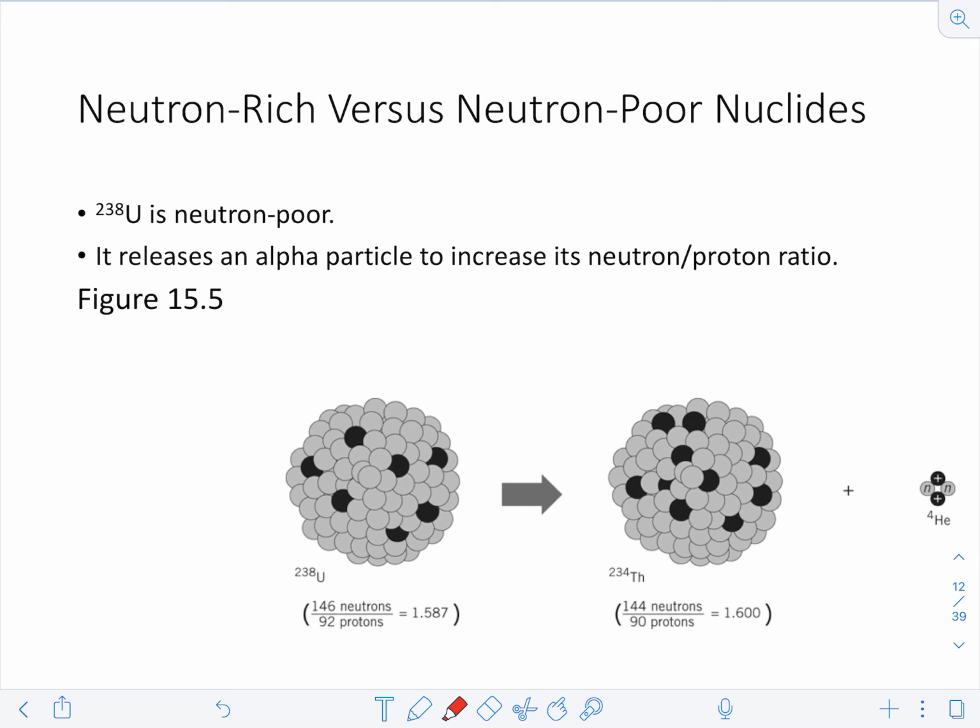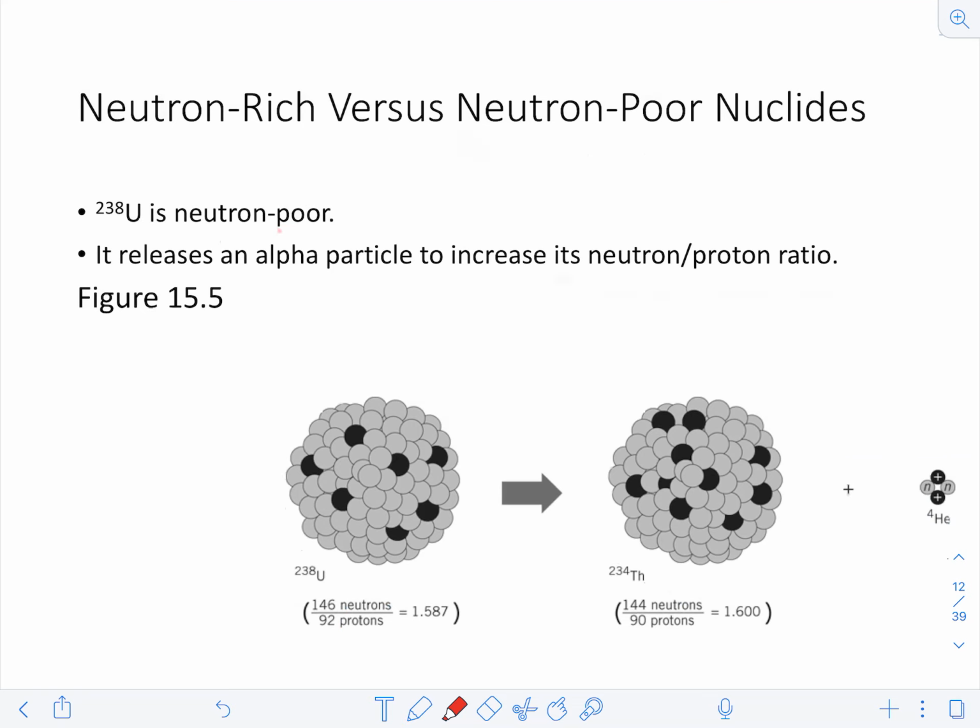Okay, so here's an example of a neutron-rich versus a neutron-poor nuclei. So notice that U-238, its ratio is neutron-poor. So on the left-hand side, this is an example of a neutron-poor nucleus. And as a result of it, it cannot hold on to all of those neutrons and some of the protons. So as a result, it releases an alpha particle.